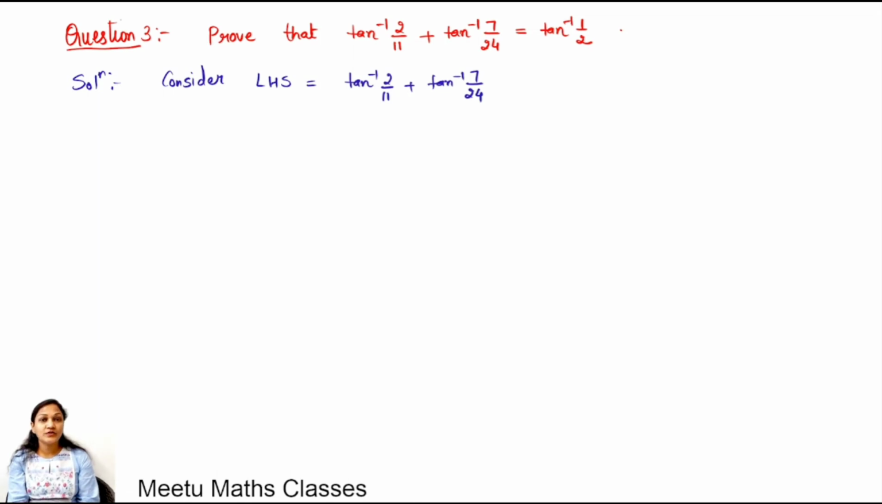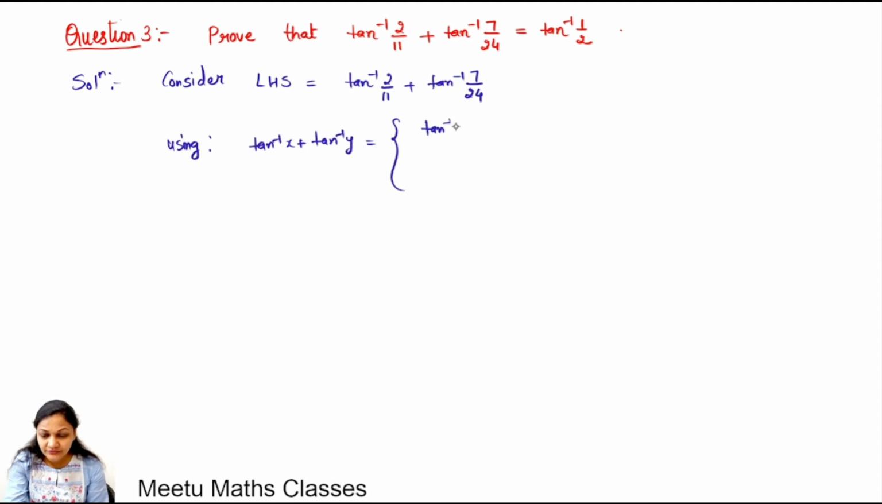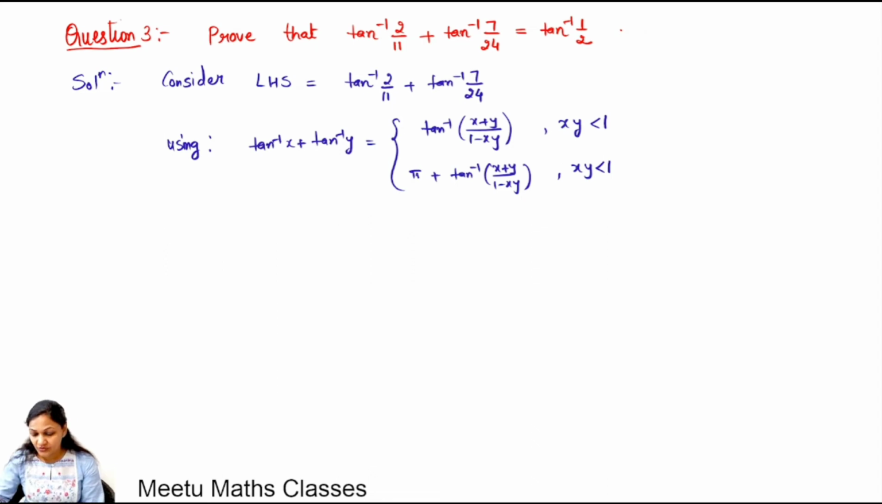Now there are two tan inverse functions and we have to add them, and there is a formula that tan inverse of x plus tan inverse of y is equal to tan inverse of x plus y upon 1 minus xy if xy is less than 1, and this is equal to pi plus tan inverse of x plus y upon 1 minus xy if xy is greater than 1.